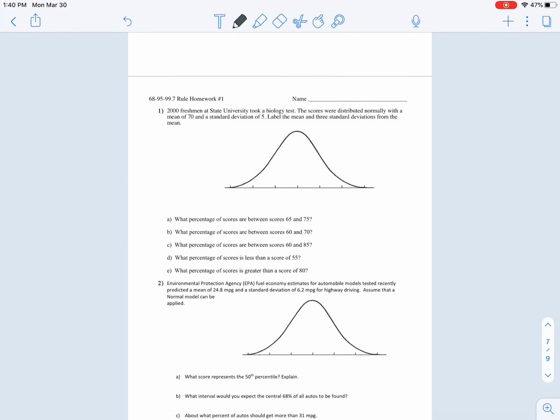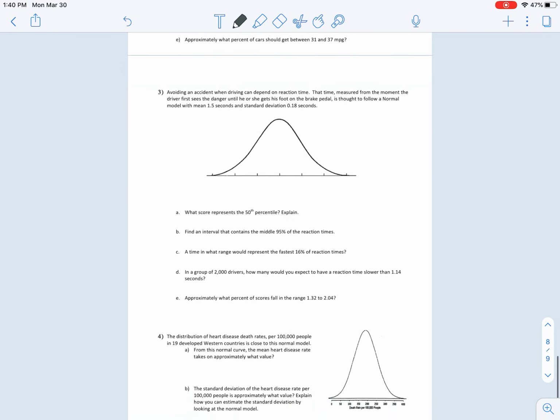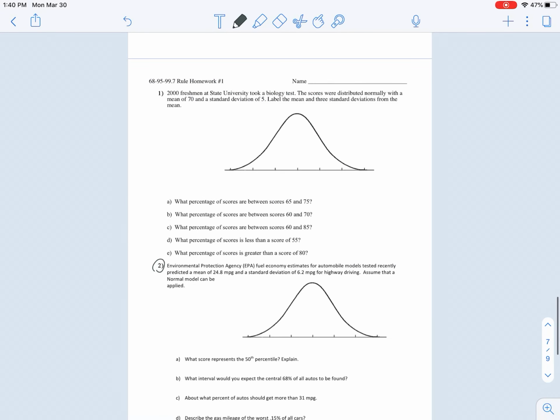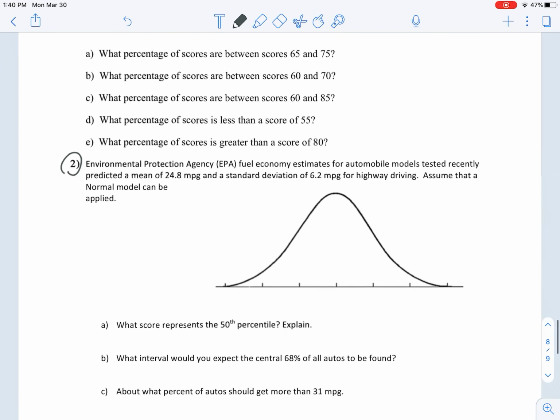Let's see. I'm going to do the harder one, which is number 2. And I'll get you started on parts of number 3. Oh, number 4 for sure. You've got number 1. I've got number 2.